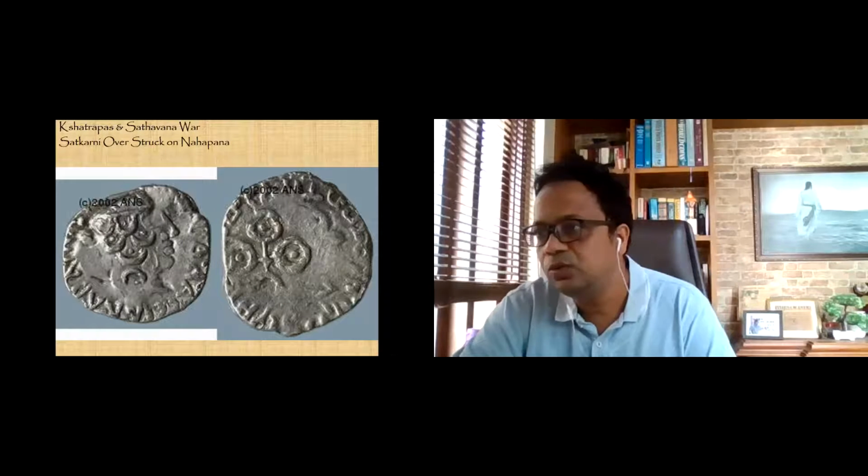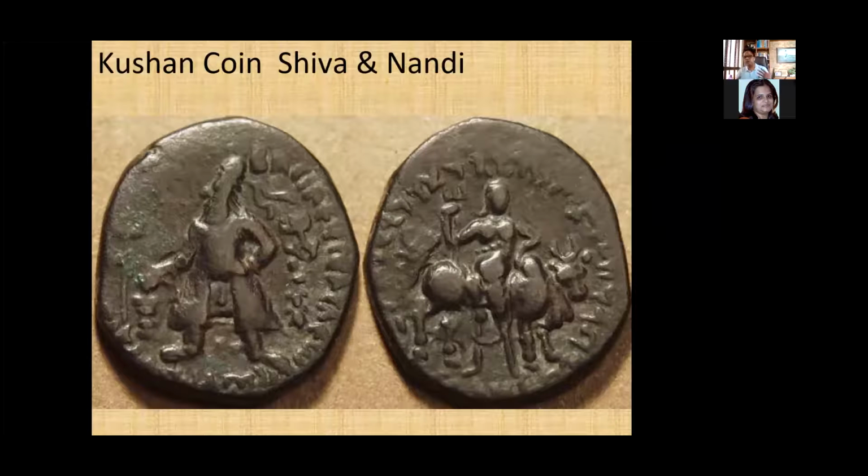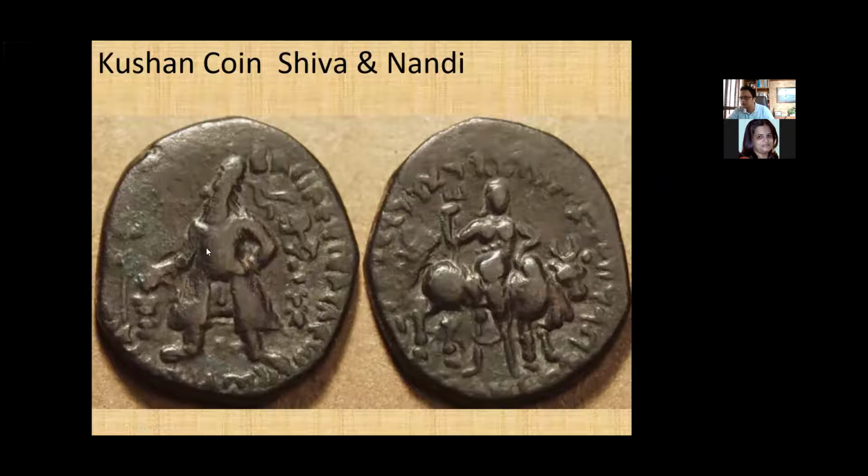We also get to notice war symbols on the coin, where kings have counter-stamped each other's names on the coins. And then these coins evolve. So there is a Kushana coin where you can see Nandi, Lord Shiv, a Kushana king, and the altar, the kind of rituals he is performing.